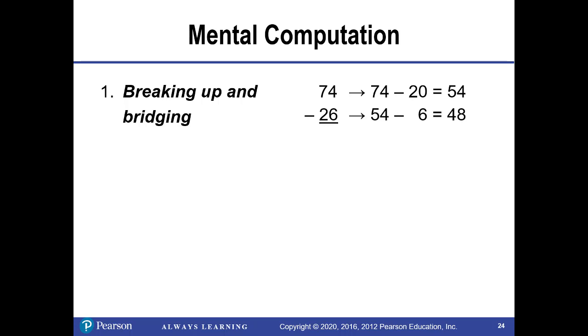Breaking up and bridging. Again, I can kind of do whatever I want as long as I do the same to both numbers I'm subtracting. But rather what we're doing here is we're breaking up the second one. I was misunderstanding what they were asking for a second there. So we start by saying, oh, this is going to be 74 minus 20. And then we're taking the other 6 away from that. So 74 minus 20 is 54. 54 minus 6, we get 48 for our answer.